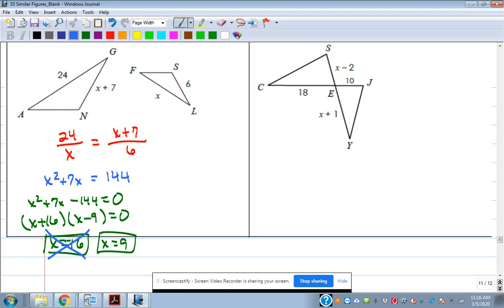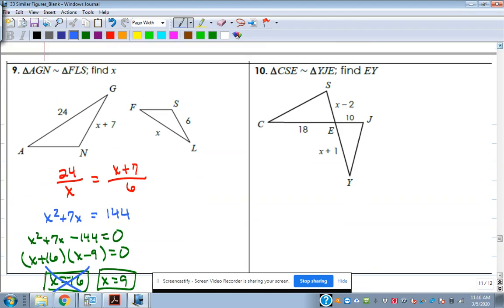All right. Let's do number 10 there, right beside it. Similarity statement. CSE is similar to YJE. I'm going to try and find X. CSE, so X minus 2 is where I'm going to start, over SE, excuse me, JE. It would be over 10. That works. CE goes with YE. So that's why it's 18 over X plus 1.